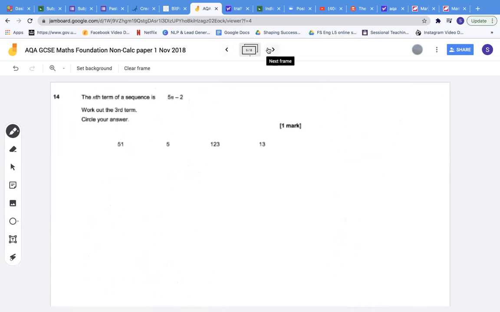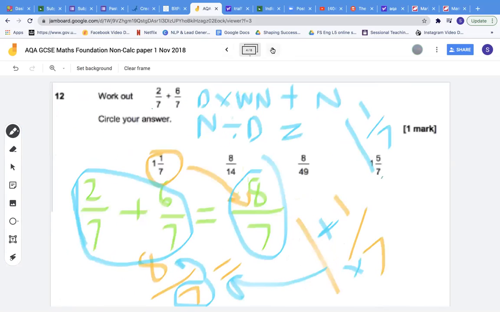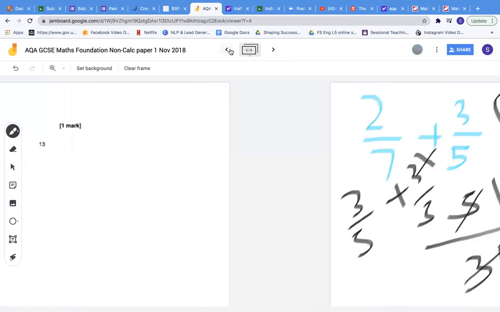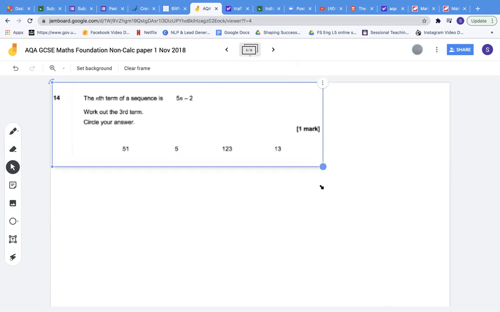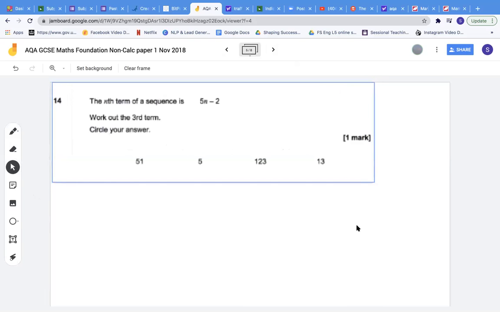Now, listen carefully to your homework. You should still be able to get the link. So go on the Jamboard, and I want you to answer question 14. The nth term of a sequence is 5n minus 2. Work out the third term. I want you to do that question, use Post-its, use the writing, and try to get to the answer.